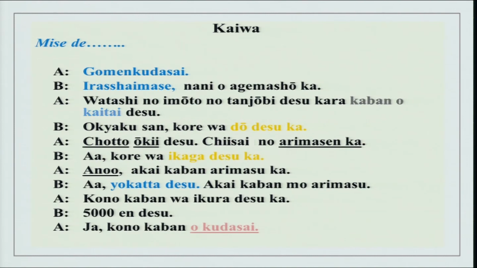Well, kaban o kaitai desu. Well, this is a new form with a verb. How it is made, how it is used, we will do it a little later. For the time being, this means I want to buy.